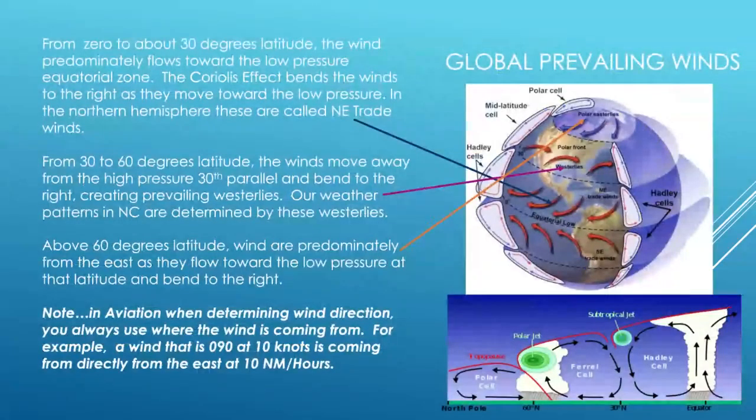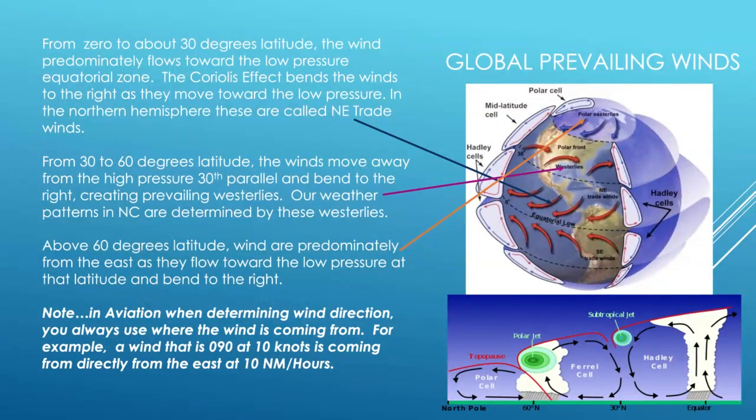And again, we've already covered global prevailing winds. Make sure you understand that we're in the westerlies here and the mid-latitude cell, also known as the Ferrel cell. Hadley cells again, those are the northeast trades in the northern hemisphere, and then easterlies again in the polar cell. So from about 0 to 30, you got easterlies, westerlies from 30 to 60.